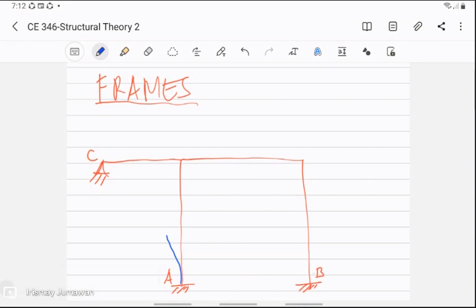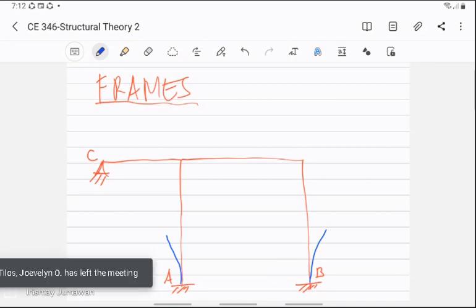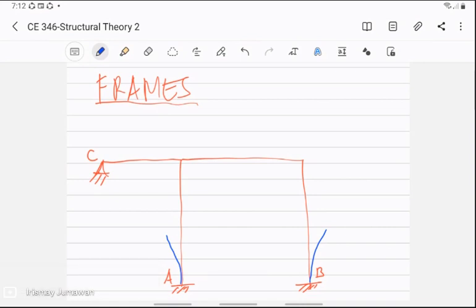At B, your elastic curve will also be like that. So you have zero translation and zero rotation. But for C, there is a rotation, but you also cannot translate. So you have here a rotation.